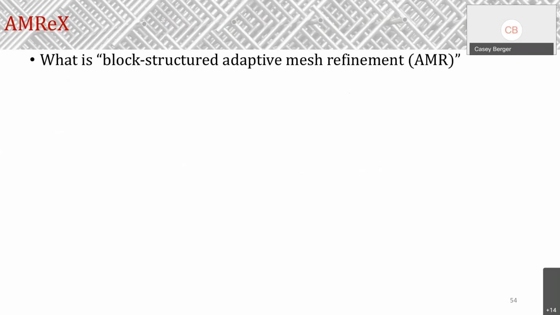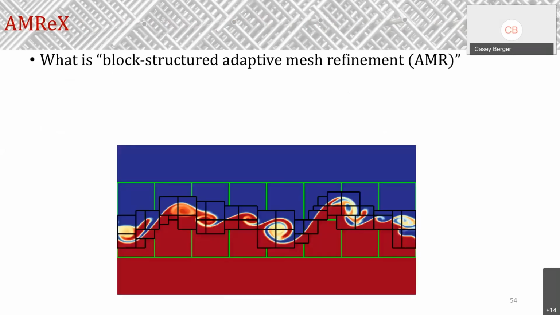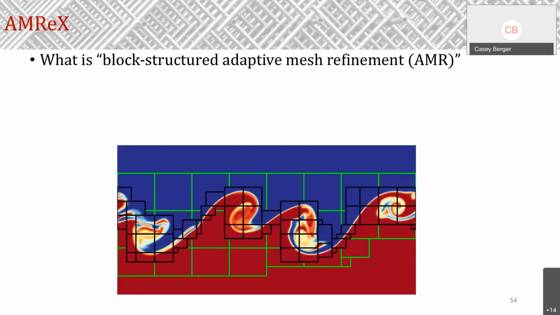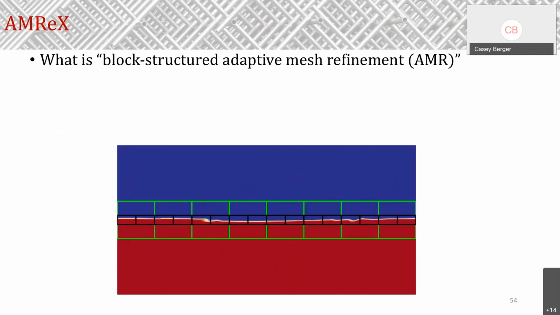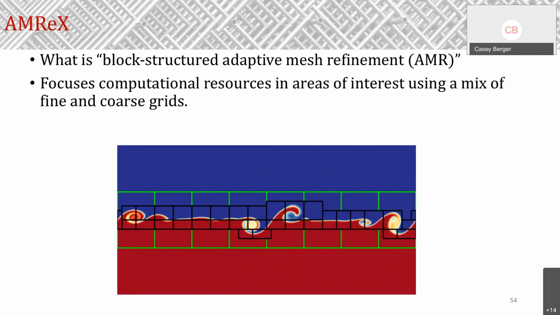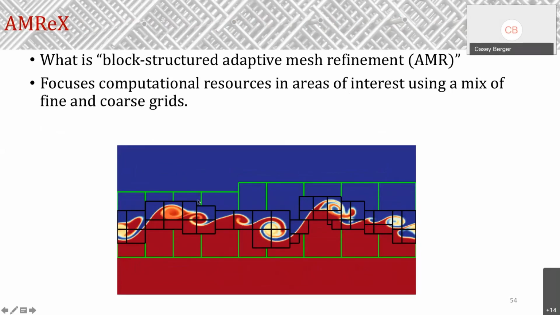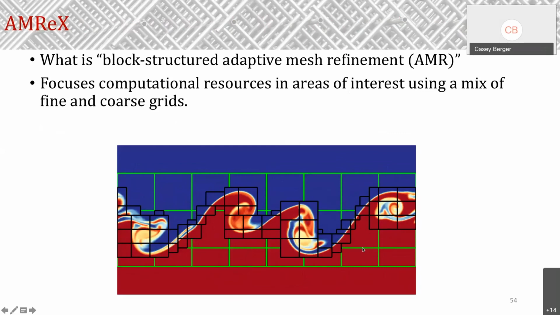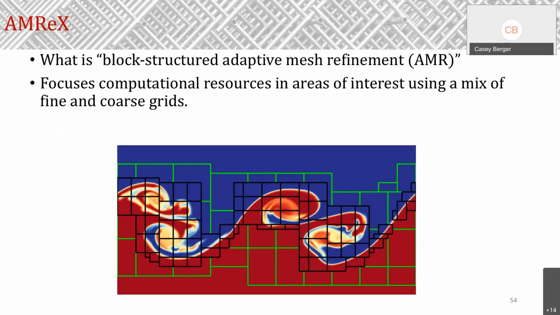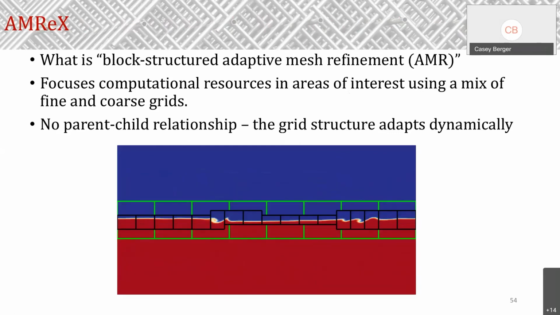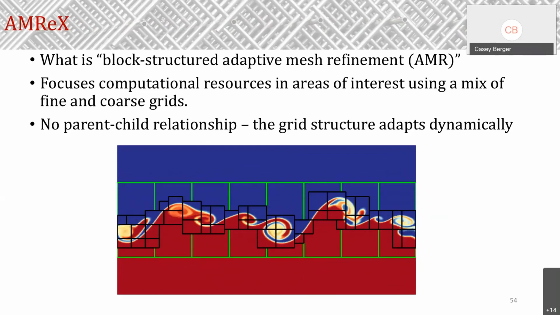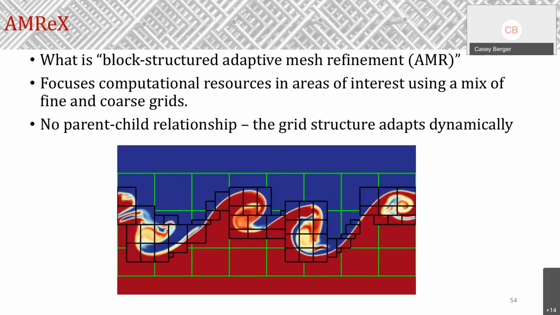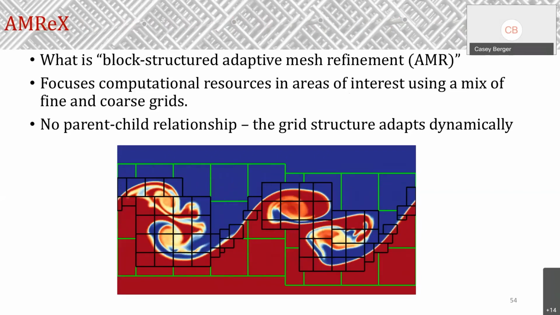So what does block-structured adaptive mesh refinement actually mean? It's quite a mouthful. This is what it looks like. AMReX will allow us to concentrate our computational resources in regions of interest. It does this using a mix of fine and coarse grids. So you can see the grid size is changing here. This is adaptive. There's no parent-child relationship. The grid structure adapts dynamically. It's a really flexible framework that allows us to treat these much more complicated systems and really focus our computational resources where we need them the most.